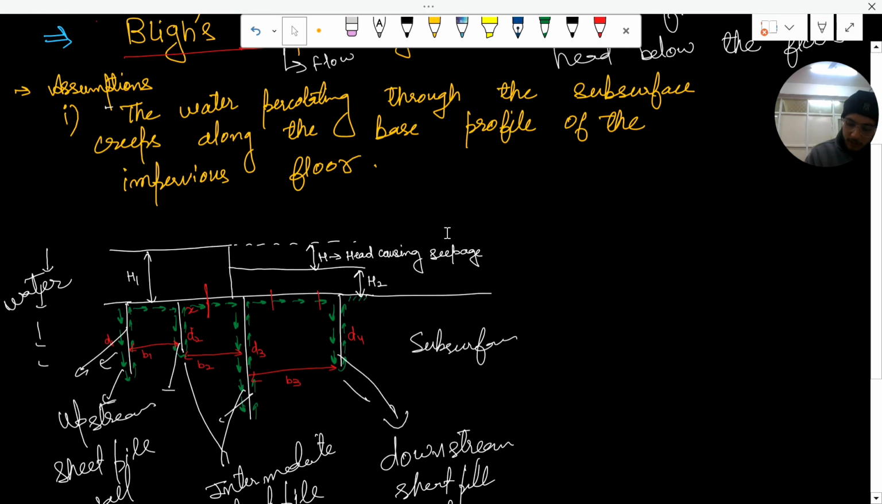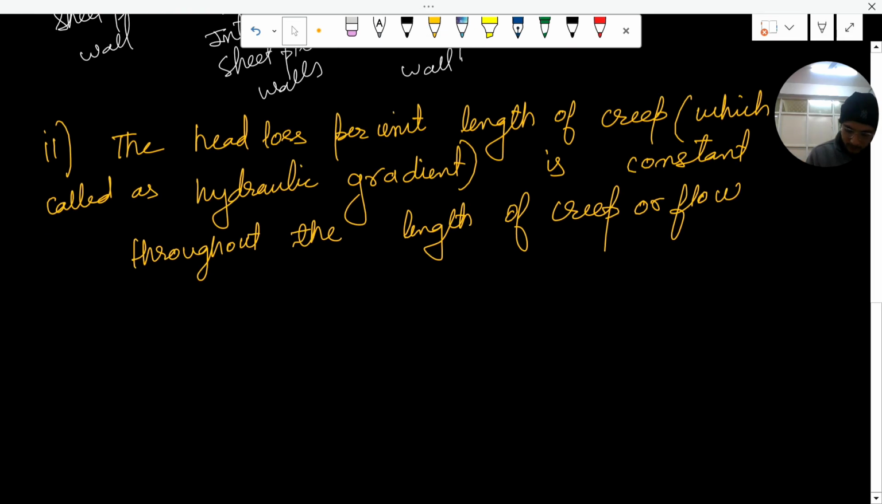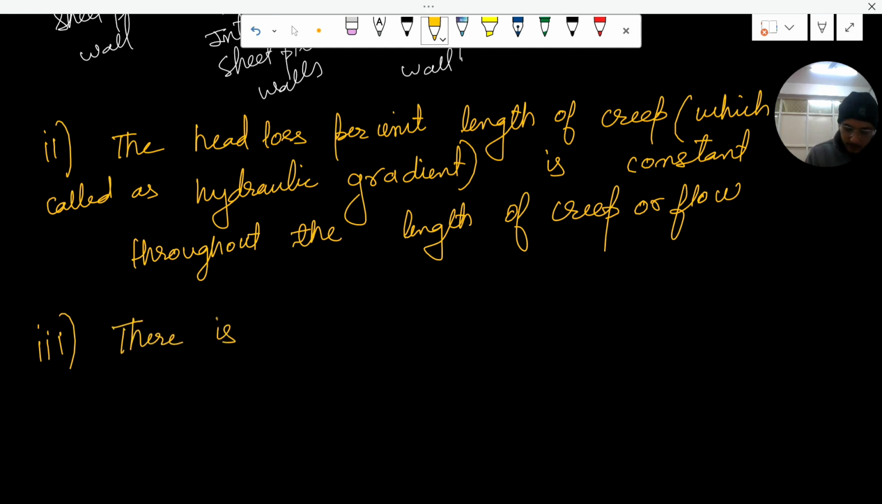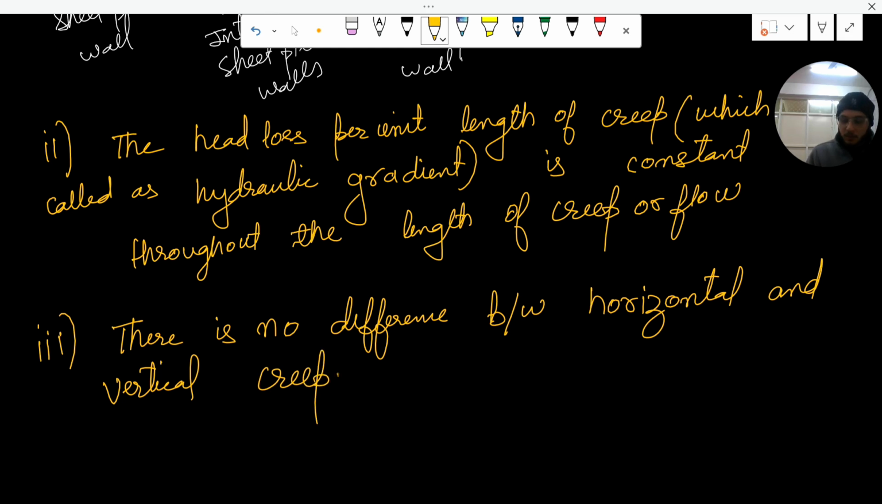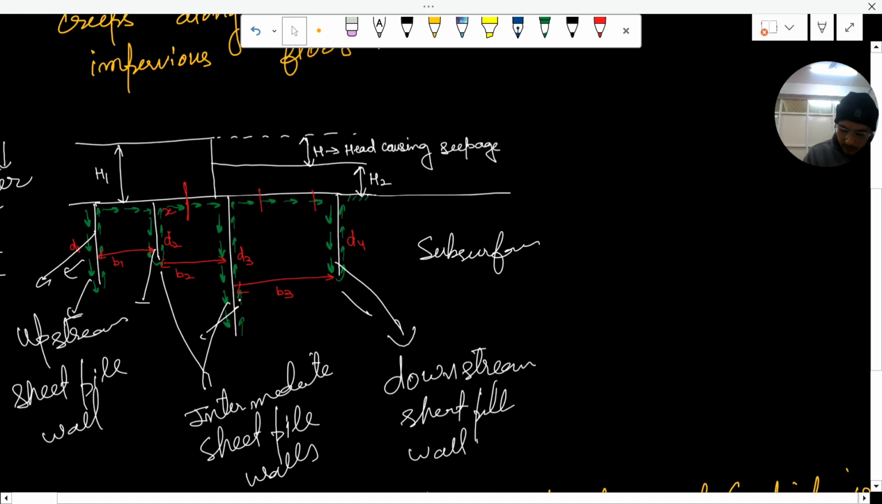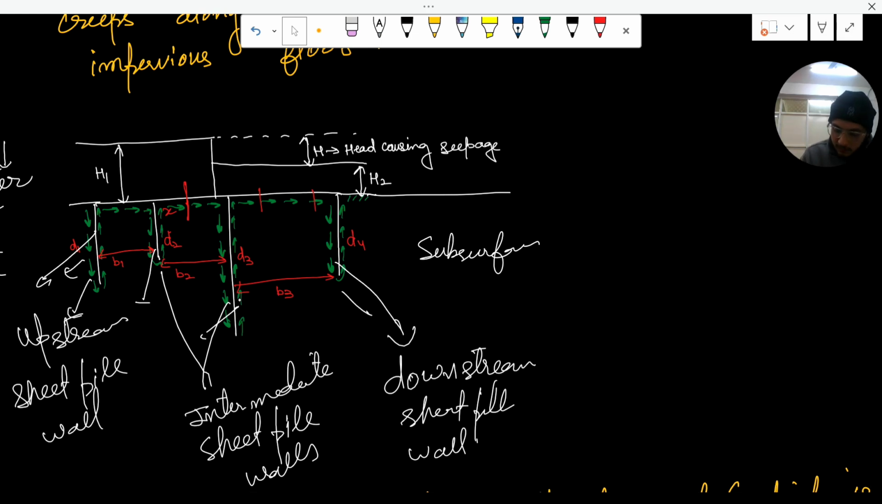Now moving forward to the third assumption: there is no difference between horizontal and vertical creep. So this is our base profile, right? First, I will tell you about the creep length. Let's say the creep length is LC.